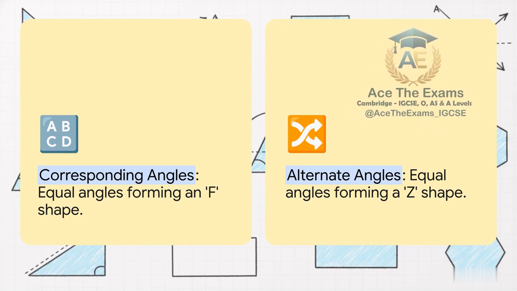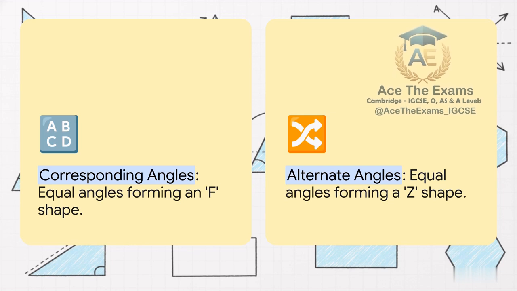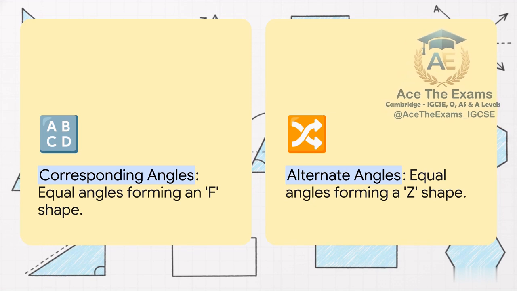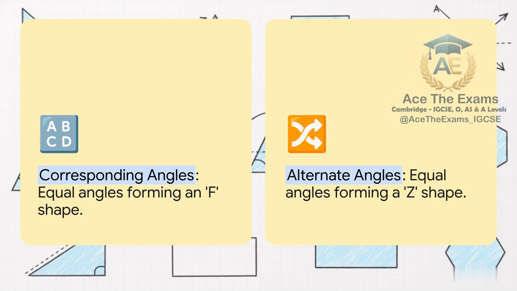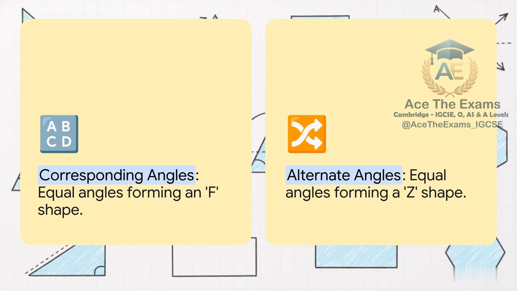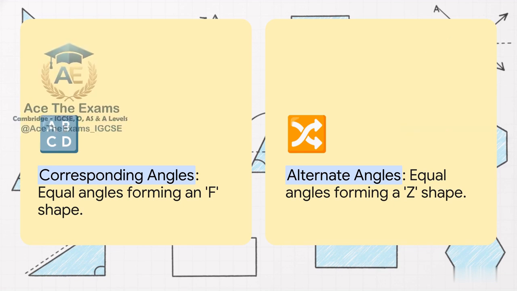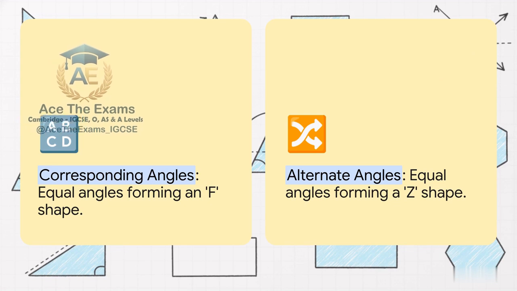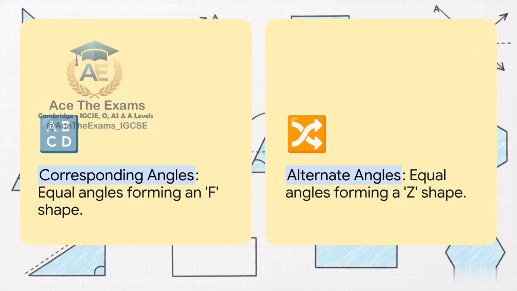When a transversal intersects parallel lines, you need to look for visual shortcuts. You are scanning the data just like a grandmaster scans the board. First, look for the F formation. This shape highlights your corresponding angles, which are situated in the exact same corner at each intersection and are perfectly equal to each other. Then shift your vision and look for the Z formation.